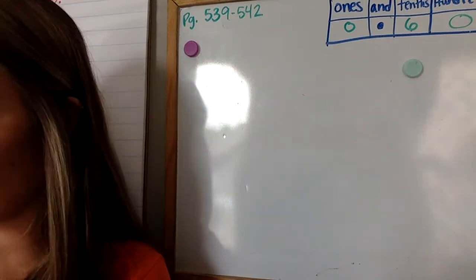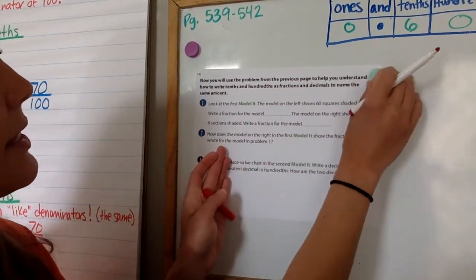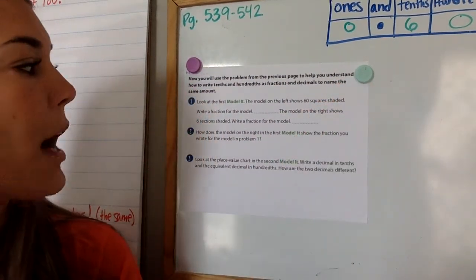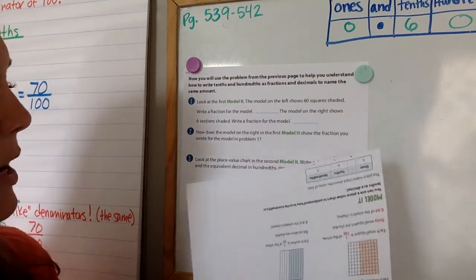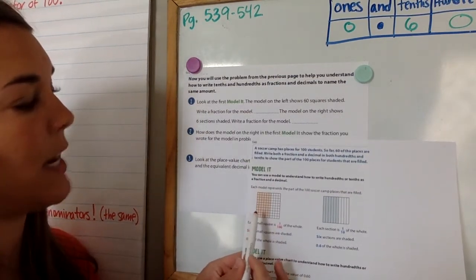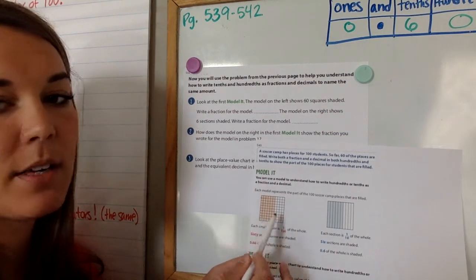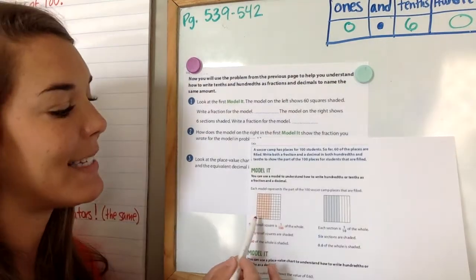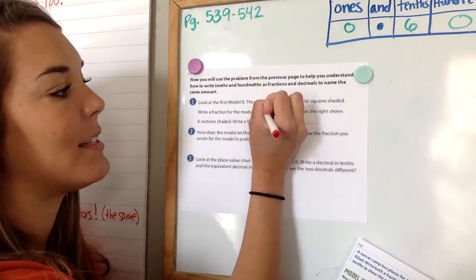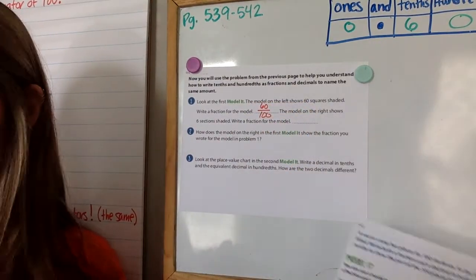Now on 541, it says we're going to be using the problem from the previous page, okay? So the model on the left shows 60 squares shaded. Write the fraction for that model, okay? So we're kind of getting good at this now. We know that 60 out of how many? It's out of 100, right? So we have 60 hundredths is our fraction.